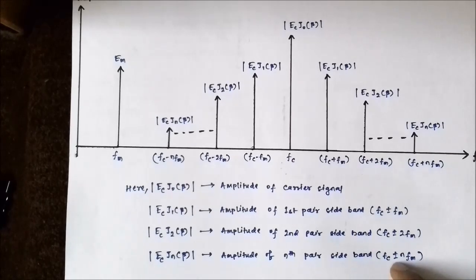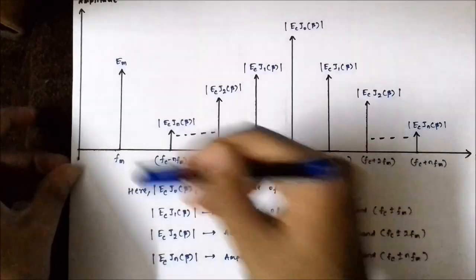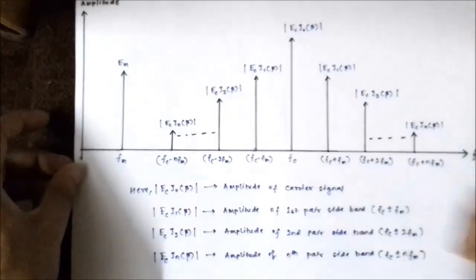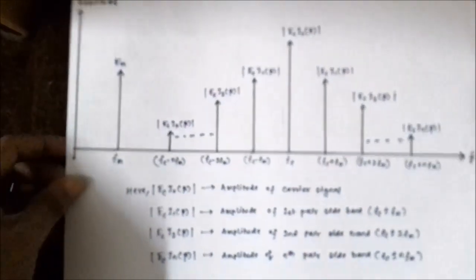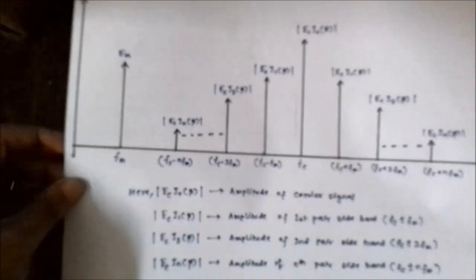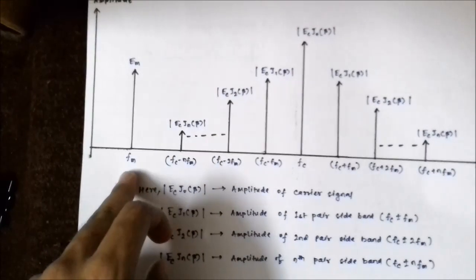So this is the diagram of the spectrum of a frequency modulated signal. And this is the message signal having amplitude Em and frequency Fm.